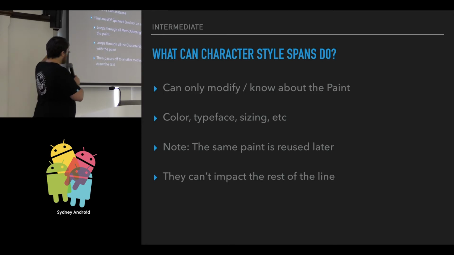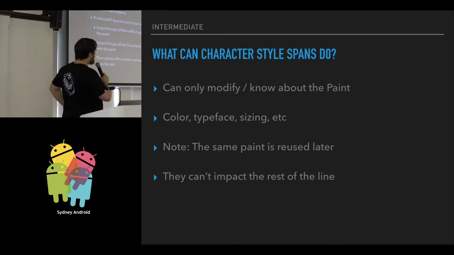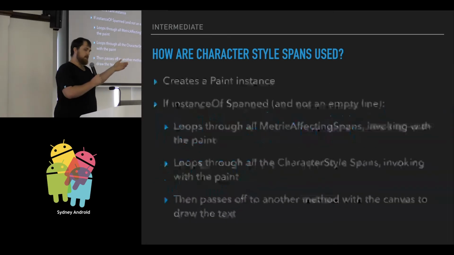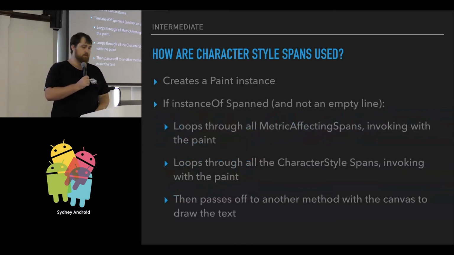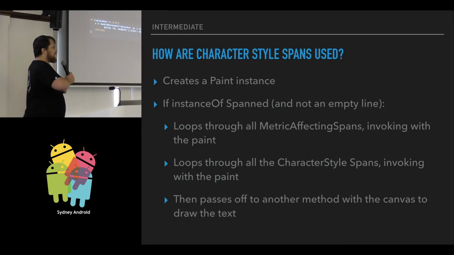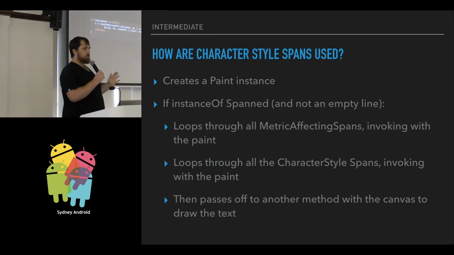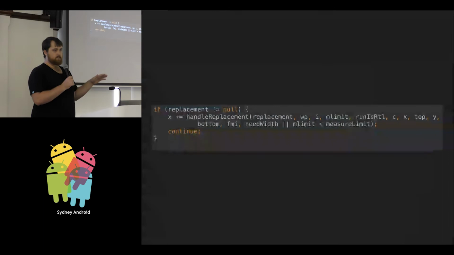So the last one is replacement spans. And earlier when I said it loops through all the metric affecting spans and finds them, a replacement span is a metric affecting span, which means that it picks it up here. And if it does, it does something different to the rest of all the processing. It actually stops. What it does is it goes, oh, okay, well, you know what you're doing. So what I'm going to do is instead of going through all of my spans and drawing the text myself, I'm going to bail out and let you do it. And it'll give you the canvas and it expects you to draw the text and expects you to do everything.